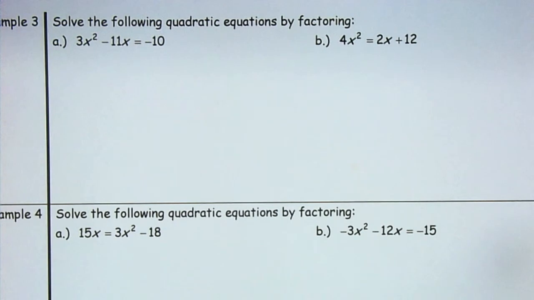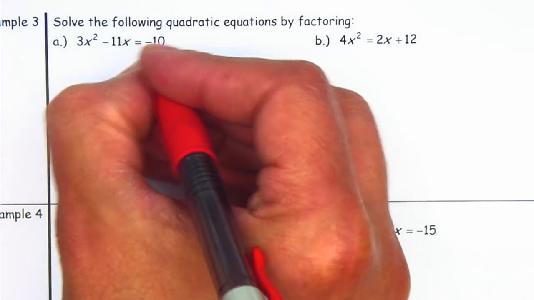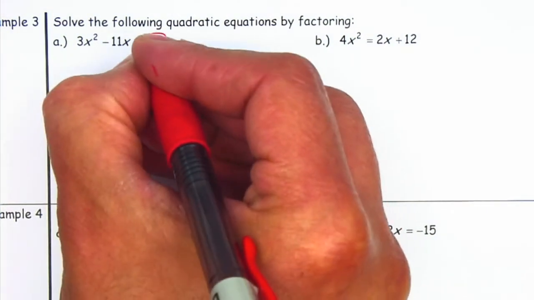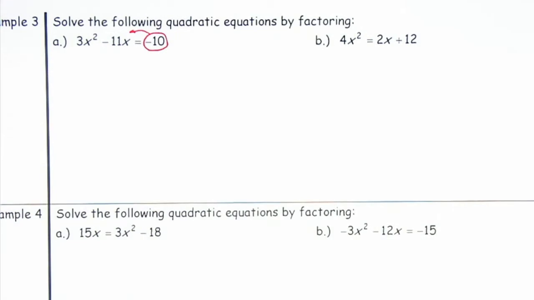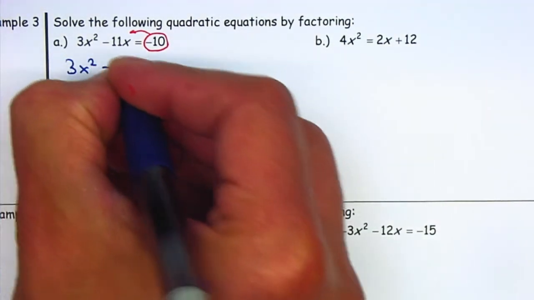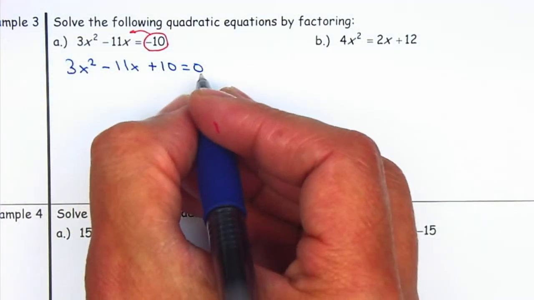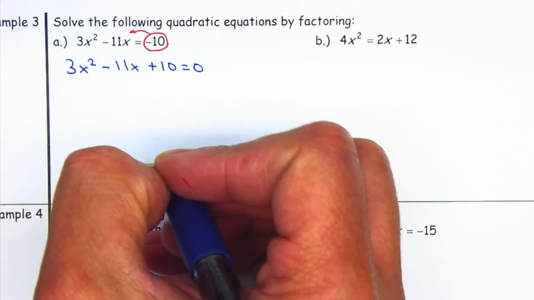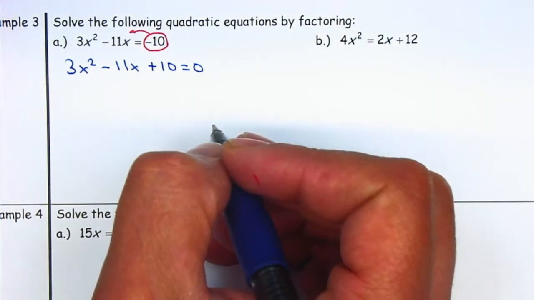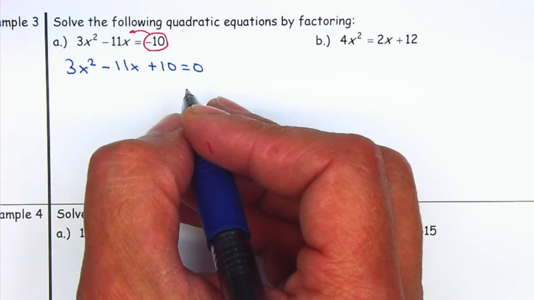They're called solutions. Now, in order to solve it, we want to be able to make it equal to 0. So I want to move my negative 10 to the left, or if you want, add 10 on both sides, it's fine. So we have 3x squared minus 11x and then positive 10. We want to make it equal to 0 so we can factor it and then solve it. If it's not equal to 0, we will not be able to use the zero product property.